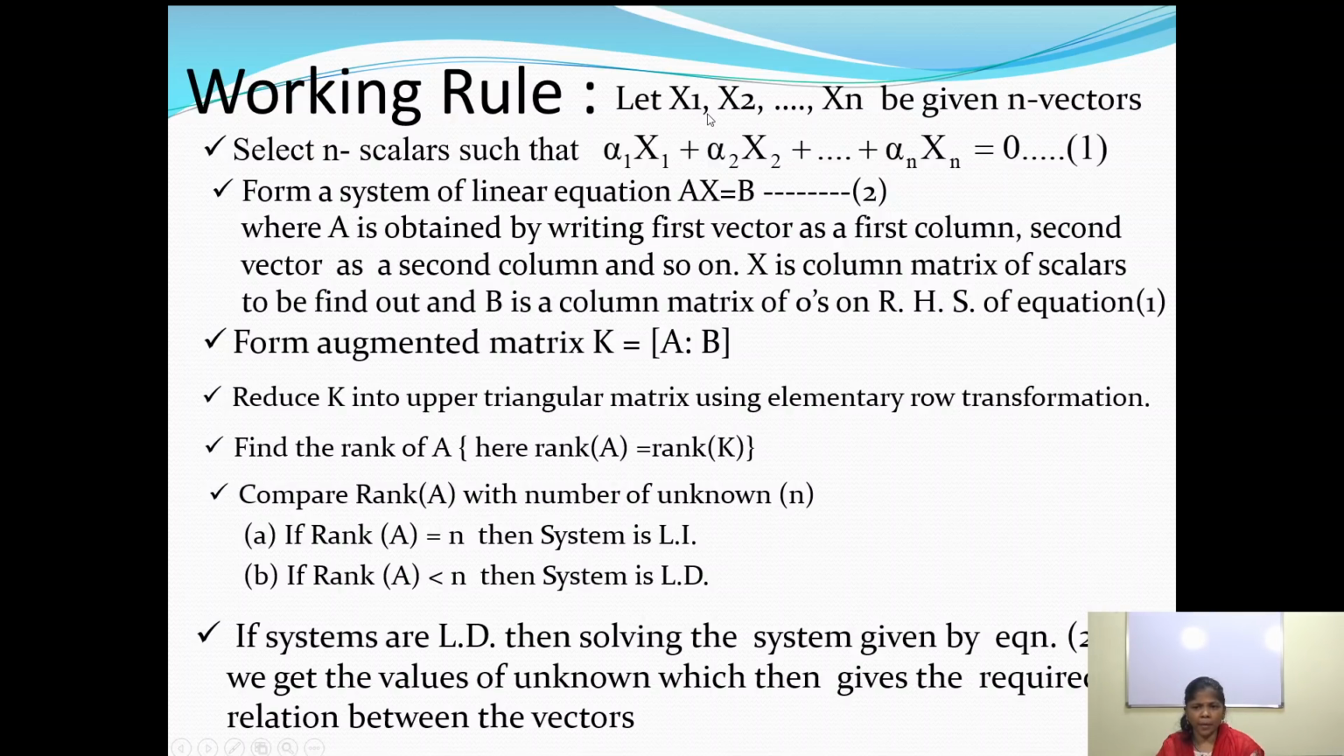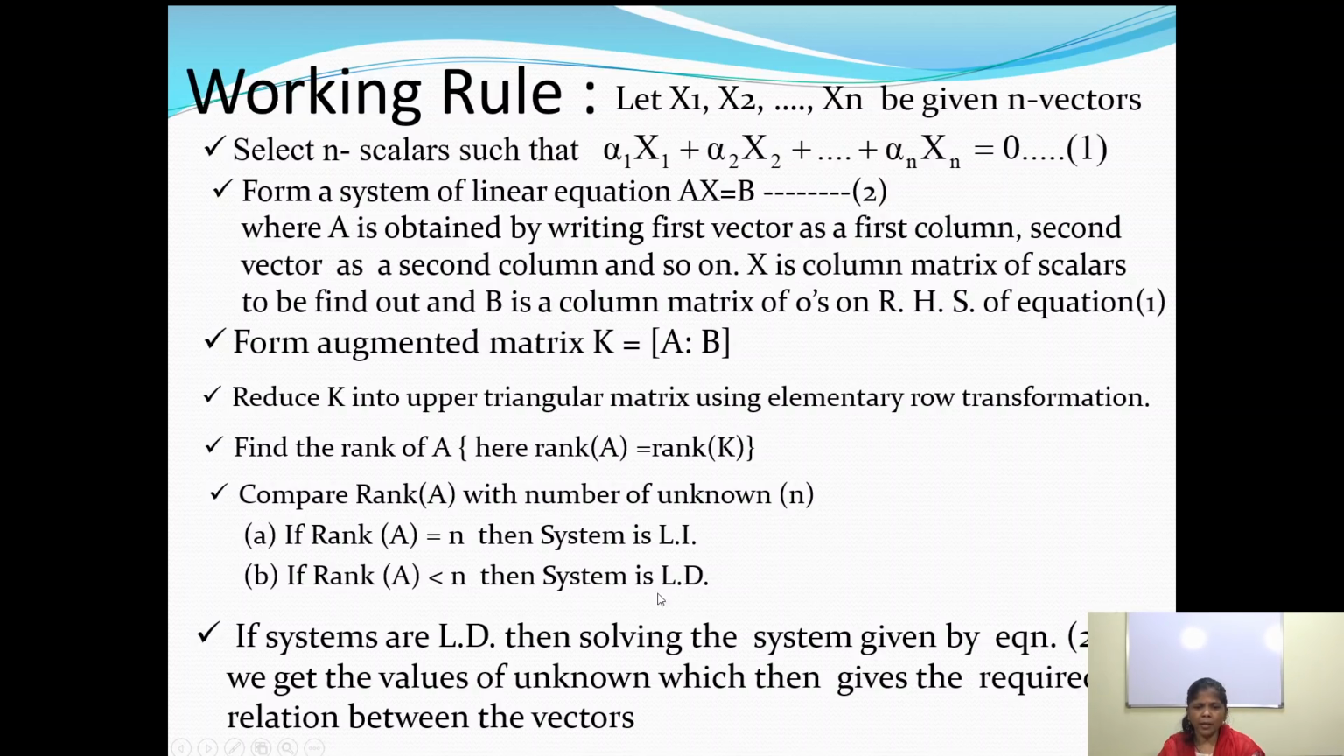X is a matrix of scalars, and the right hand side is a matrix of zeros, that will be a column matrix. Once we get that matrix form, what we do? We'll form the augmented matrix, reduce it into upper triangular form, and find the rank so as to compare it with the number of scalars. If it is equal, the system is linearly independent, and if it is less than n, the system is linearly dependent.